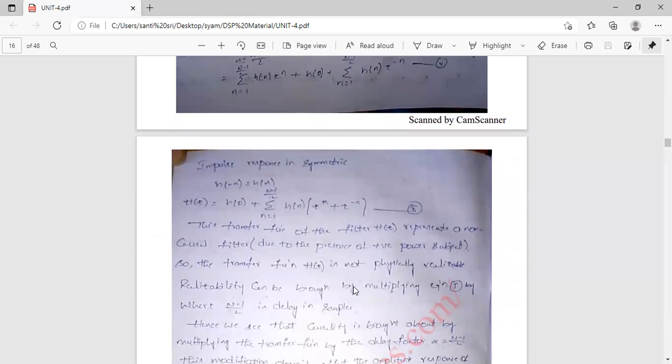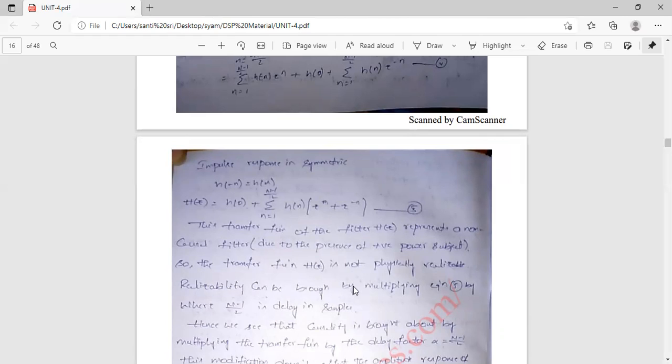For a symmetric impulse response, that is h of minus n equal to h of n, it will become H of z equal to h of 0 plus sigma n equals 1 to (N minus 1) by 2 of h of n, taking it as common, into z power n plus z power minus n. That is equation number 5. This transfer function H of z represents a non-causal filter due to the presence of positive powers of z.